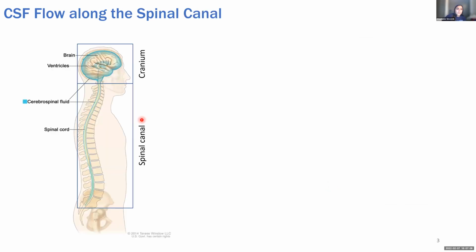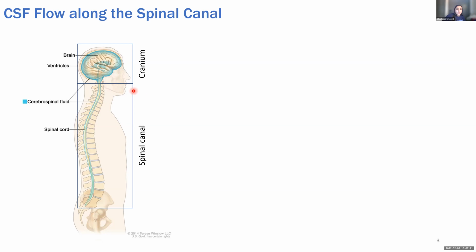So we're interested in the flow along the canal, so it's important to recognize that the central nervous system is comprised of two compartments. You have your spinal canal and your cranium, which is a rigid container that contains your blood, CSF, and brain tissue.